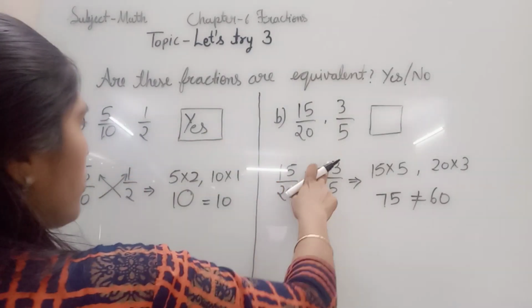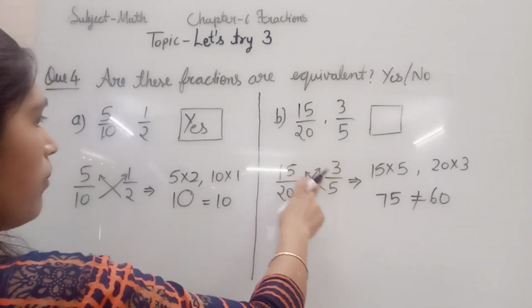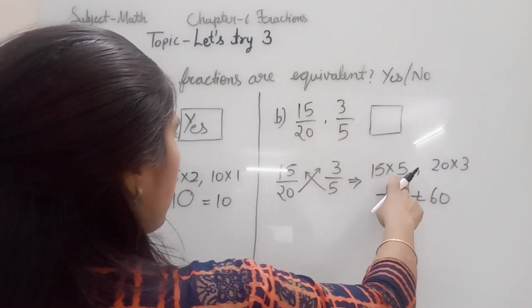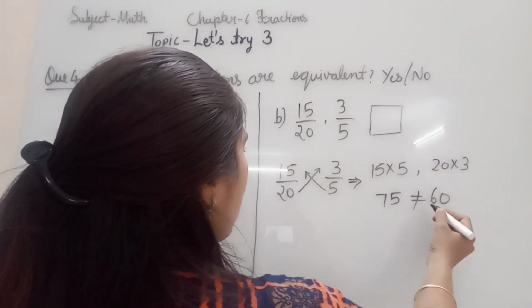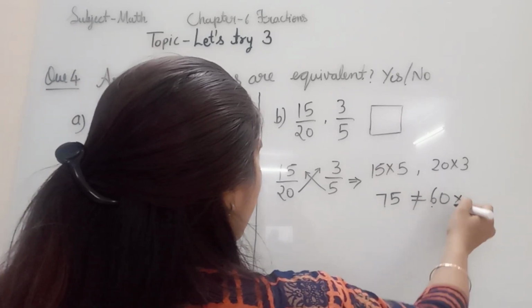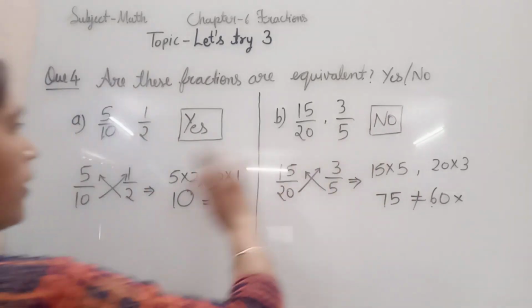Again we will do the cross multiplication. 20 multiplied by 3, 15 multiplied by 5. So 15 multiplied by 5 you will get 75. 20 multiplied by 3 you will get 60. So these are not equal. It means these are not equivalent fractions.